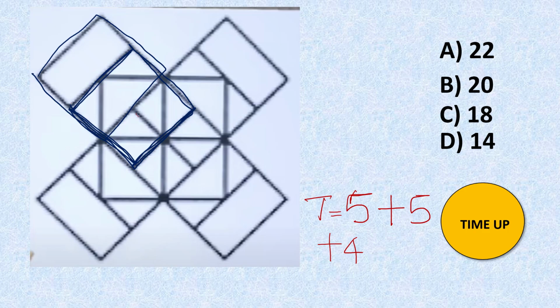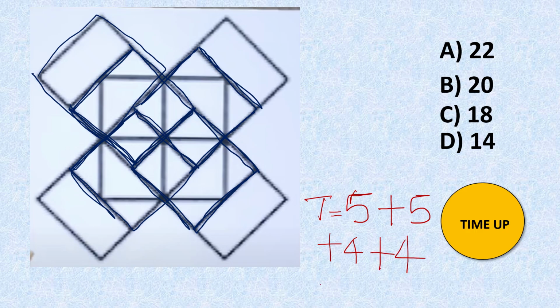1, then you have 2 here. This is the second one, correct? Then this is your third one. And this is your fourth one. Okay. So more squares, 4 squares. So again plus 4. So that comes to 18. 5 plus 5 plus 4 plus 4 will be 18. So correct answer is C, that is 18.